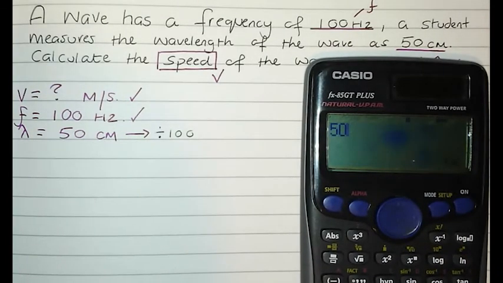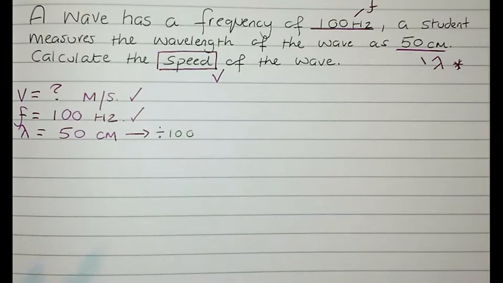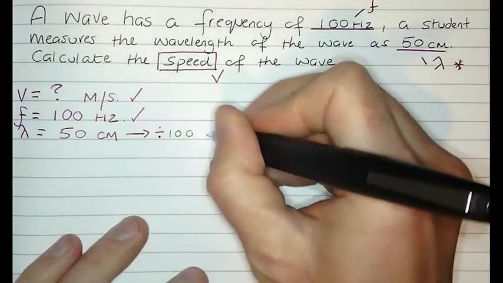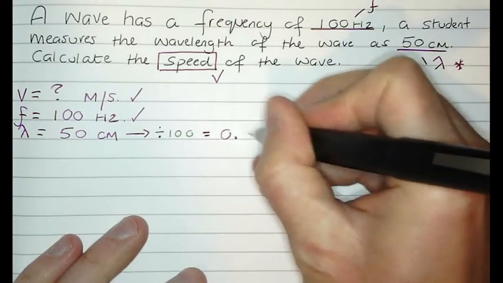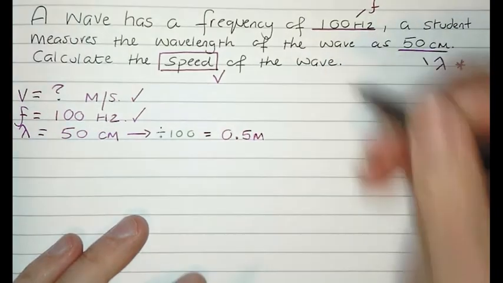50 divided by 100, and you'll get a half. Just press the S-D button and you should get 0.5. So what we've actually got is 0.5 meters.